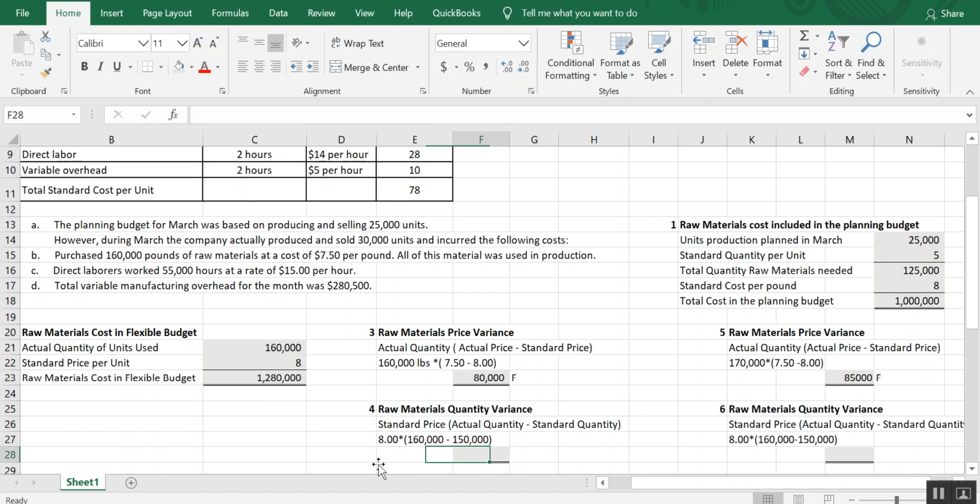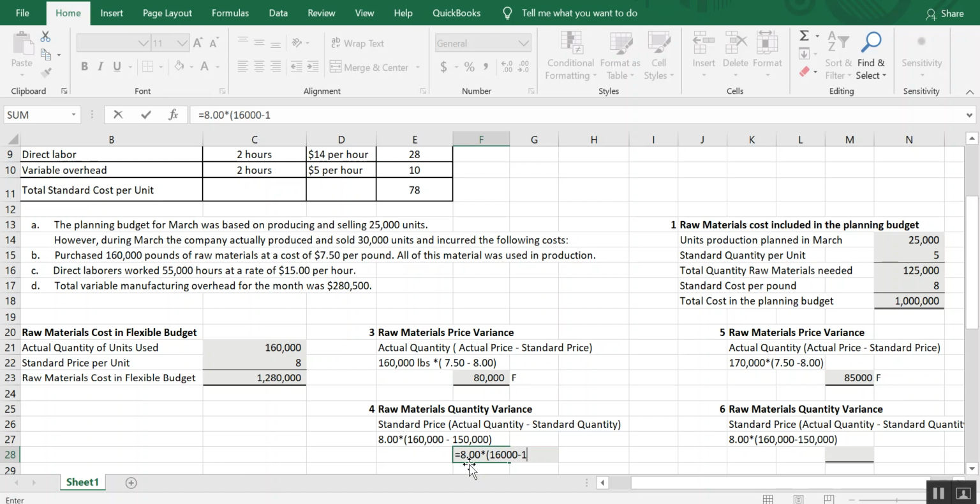Number 4 is asking us, what is the raw materials quantity variance? So if we're looking at number 4 and the quantity variance, we're just really going to look at the difference between the standard and the flexible. What we're really looking at is the standard price times the quantity we used minus the standard quantity. So if we do this calculation, we have $8 times 160,000 minus 150,000.